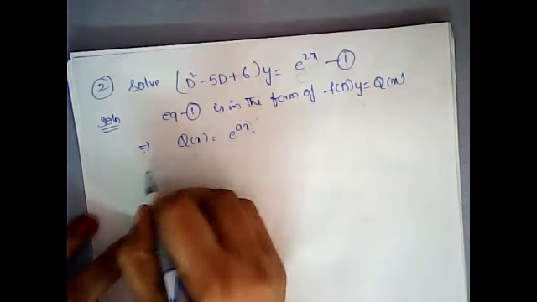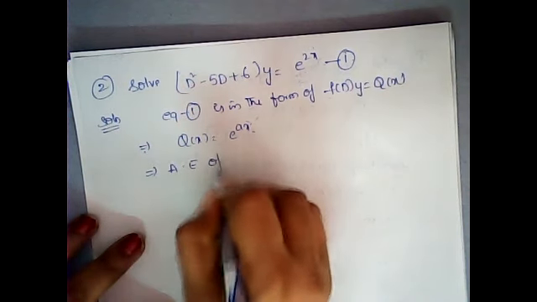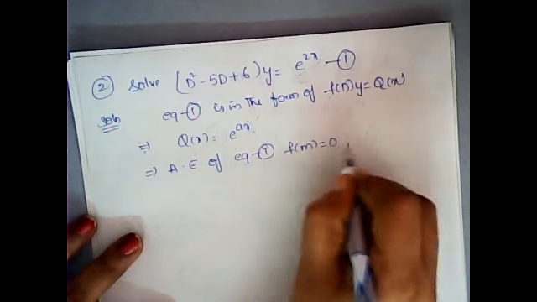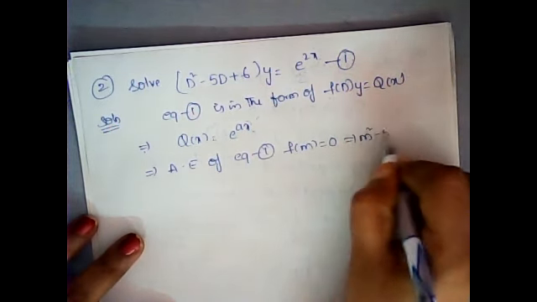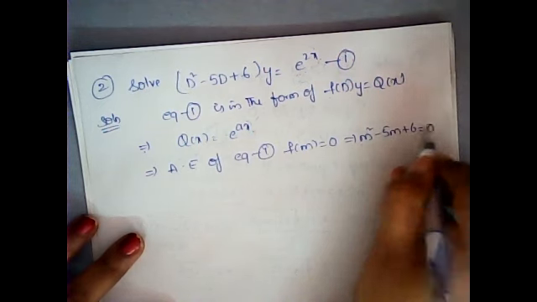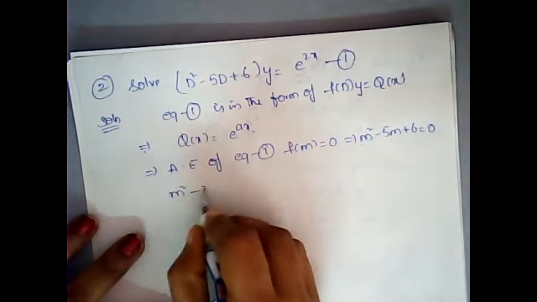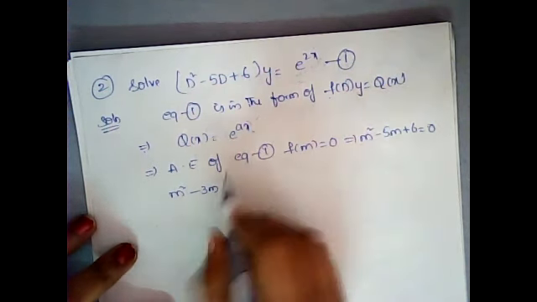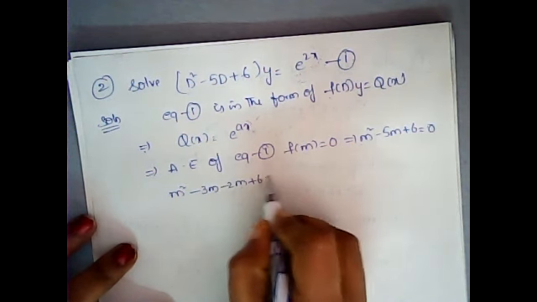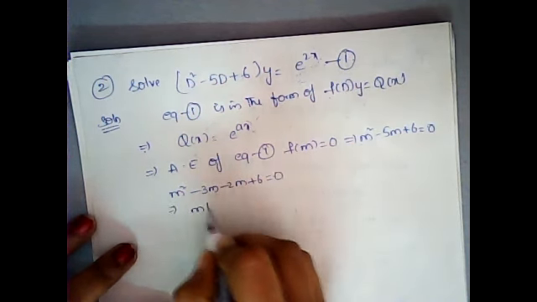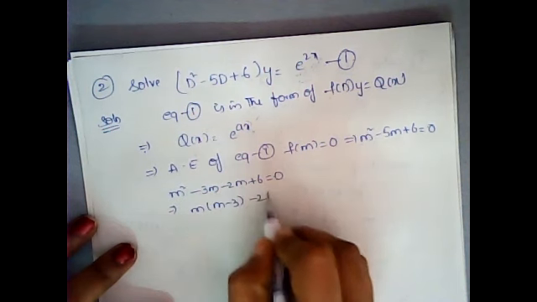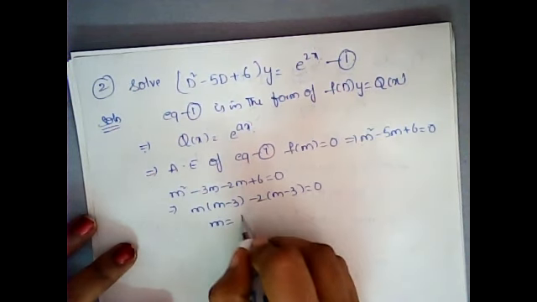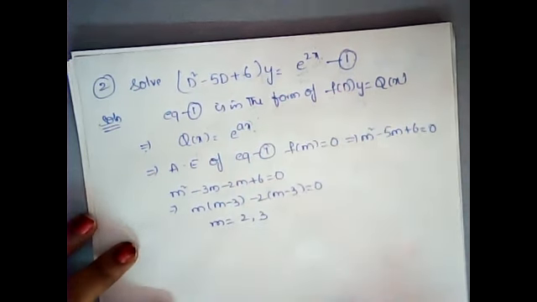First let us take the auxiliary equation of equation 1. What is the auxiliary equation here? F of m is equal to 0, which is m squared minus 5m plus 6 equals 0. So m squared minus 3m minus 2m plus 6 is equal to 0, since direct roots will be there, that's why I'm reducing it to the roots here. So m into m minus 3 minus 2 into m minus 3 is equal to 0. So I got the roots as 2 comma 3, real and distinct.